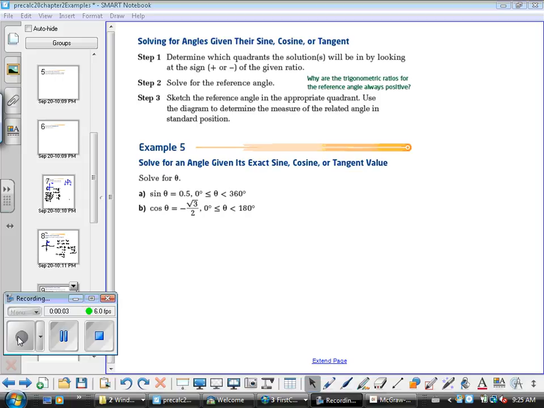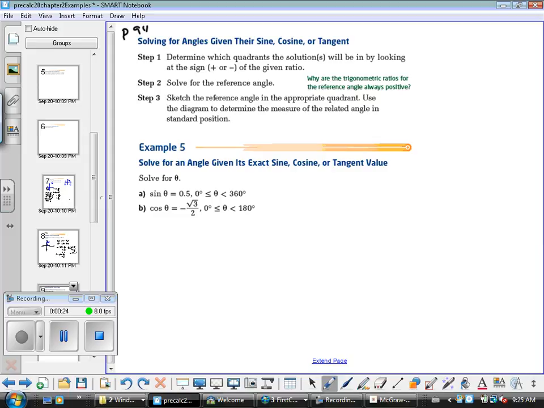Okay, here is example 5, and I just clipped the part just above it on page 94 because that's something that you need to know to be able to do this example. So I put that on top. It's just steps for solving for angles. We've been trying to find the sine, cosine, and tangent given the angle. And now we're going to find the angles if we're given one of the ratios.